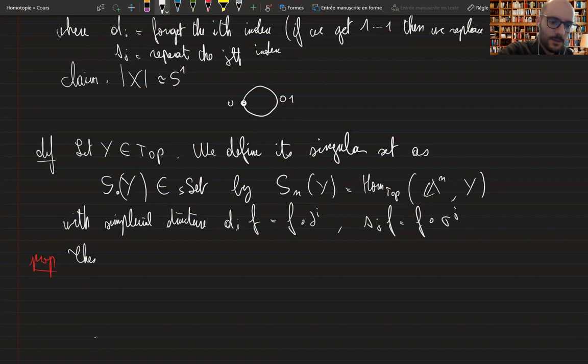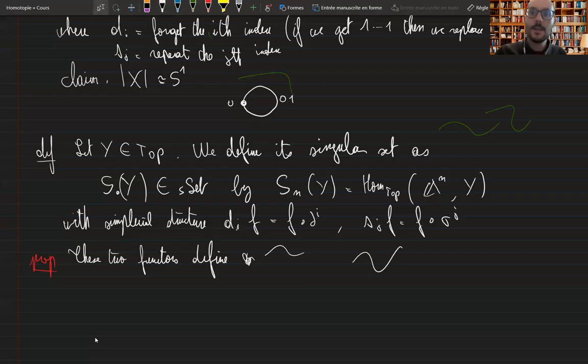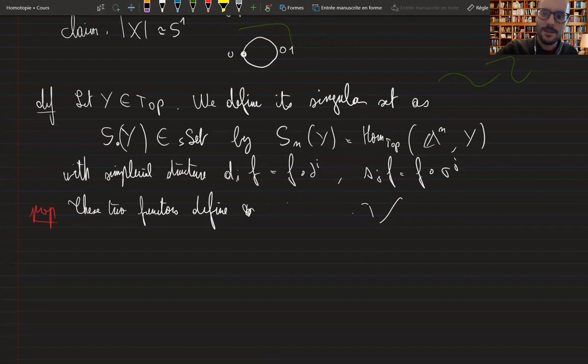So these two functors define, okay, my pen is not working. Okay, sorry, I have a technical issue. All right, sorry, I had a technical issue. Can you hear me now? Yes. Wait, okay. My screen completely froze for a few seconds. Okay. Sorry about that.